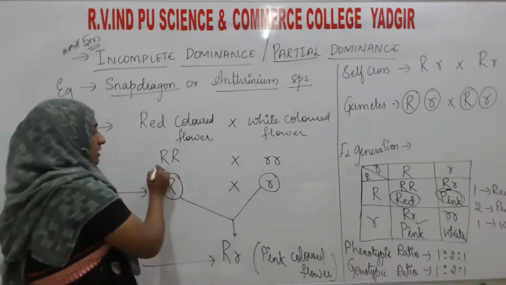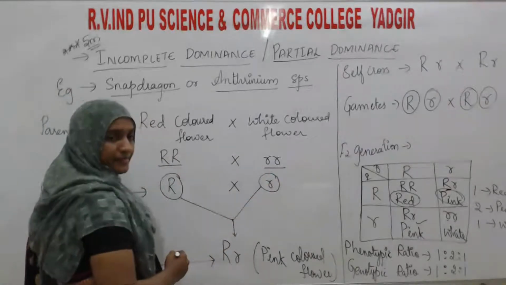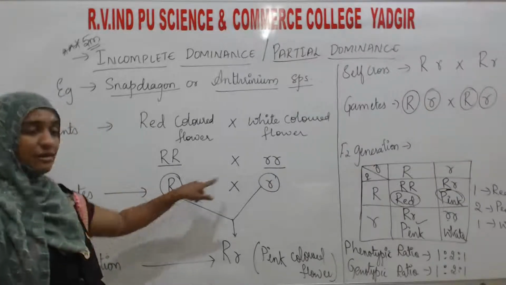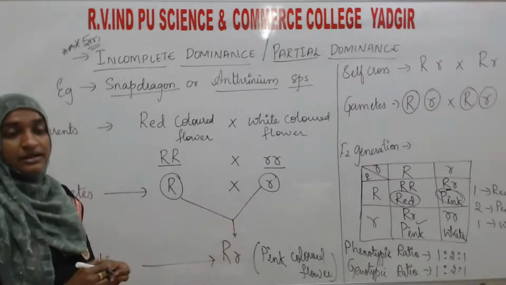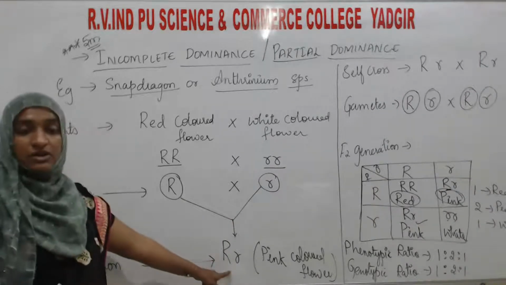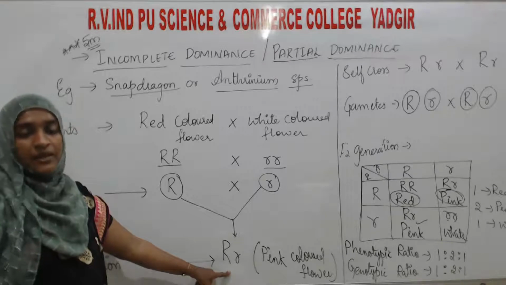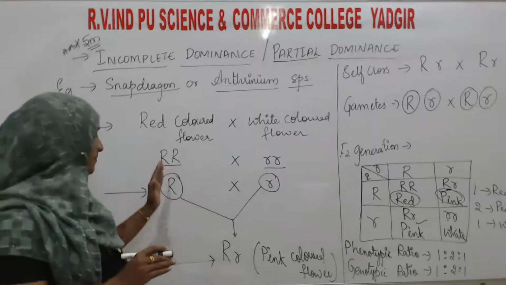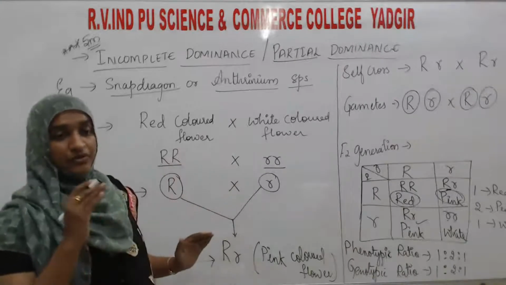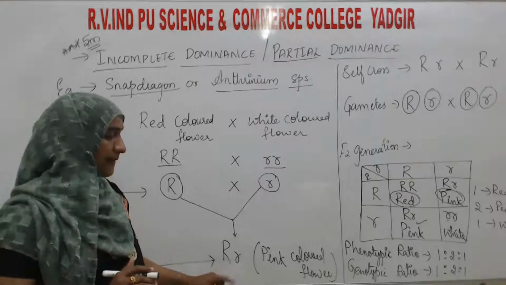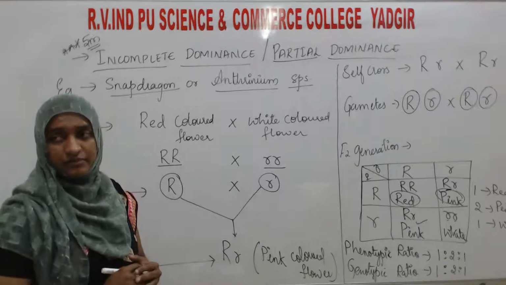Here the parents are red and white. During gamete formation, they will get separated. That is the genes. In the F1 generation, whatever offspring is produced is intermediate. Intermediate means in between the parents. In between the red and white color, which color will come? That is the pink colored flower.